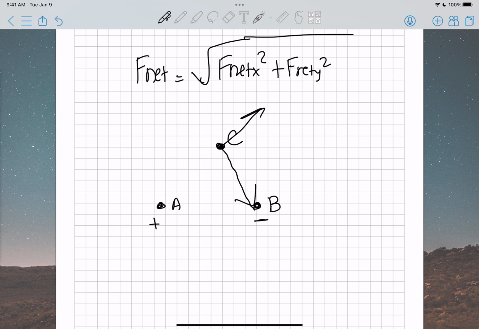So, any other questions about any of this stuff? Do you guys want to do another electric field vector type problem? Do you want to do something else? What's the move?